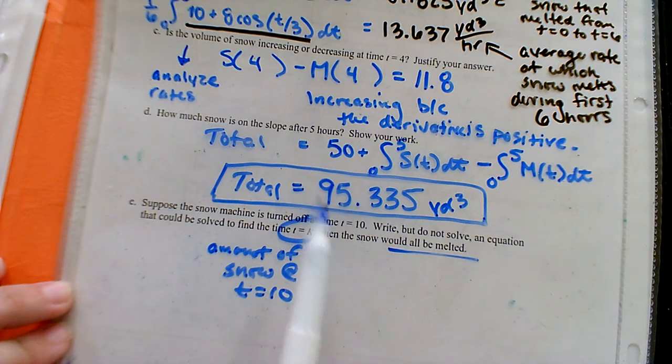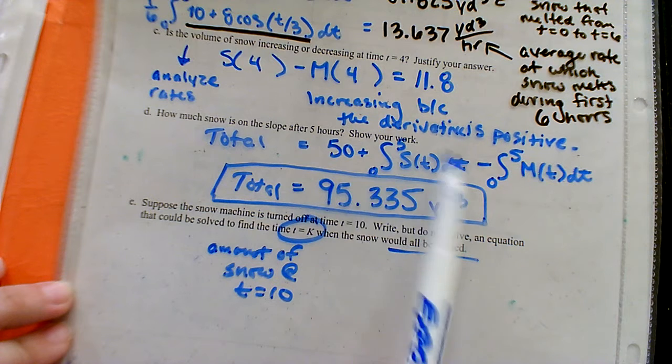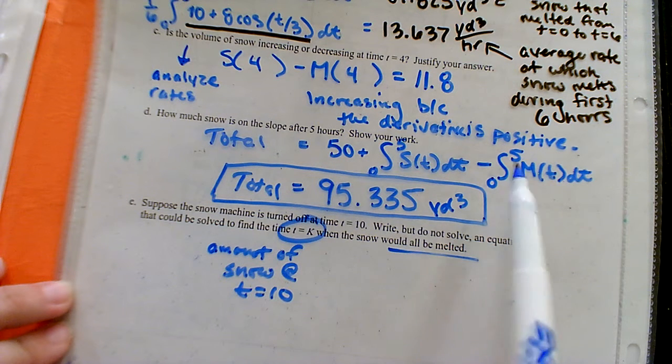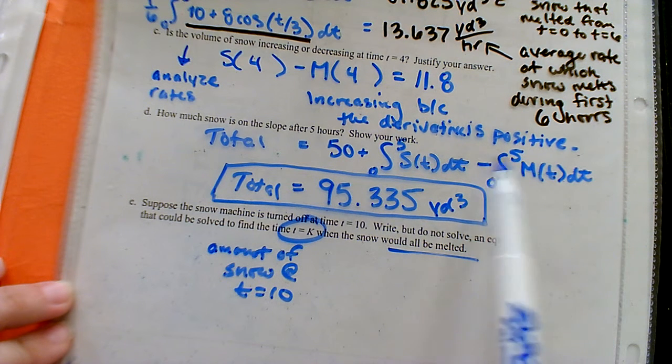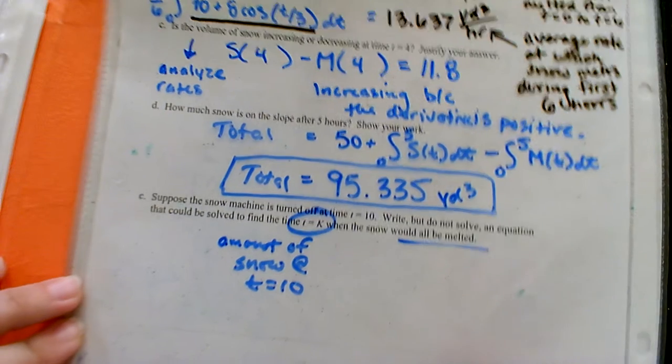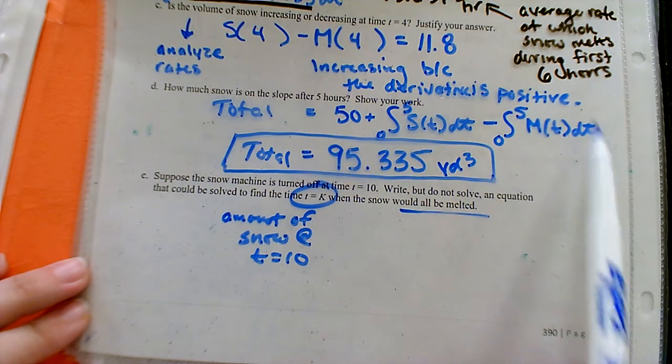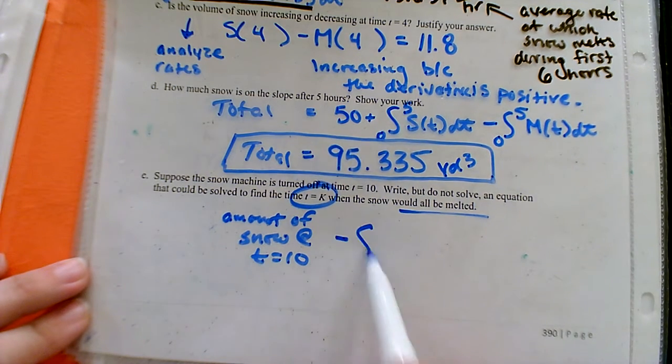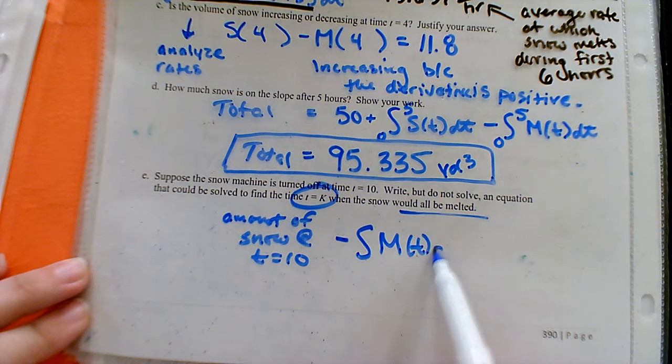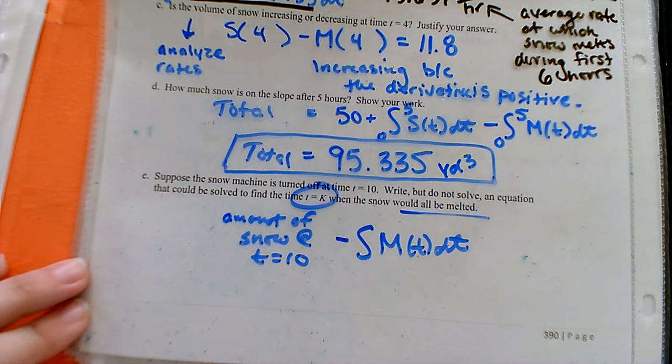Did we do that up here somehow? This was the amount of snow we started with, plus how much we gained during the first 5 hours, minus how much we lost during the first 5 hours. If we want to represent how much we lost, we'd have to use an integral of that M function. But the question is, what are the bounds?